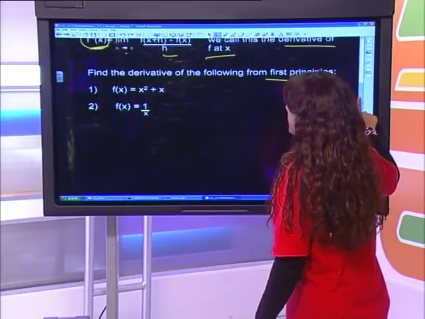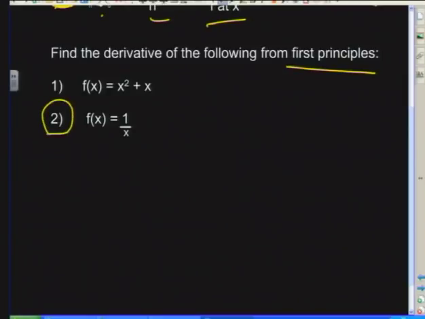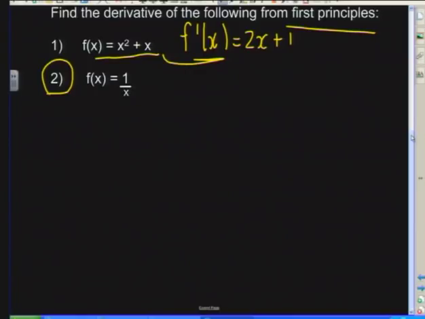So I'm going to do number 2 first because I find the fractional ones are the ones that people really struggle with. And I'll leave you guys to try the first one for yourselves. f of x is equal to x squared plus x. Try that one for yourself, finding the derivative from first principles. When you do the first one, this should be your answer. And if you get that answer, then you know that you've done it correctly. Okay, so that's the answer for the first one. But I'm going to look at the fractional one because, as I say, for some reason people battle with fractions.